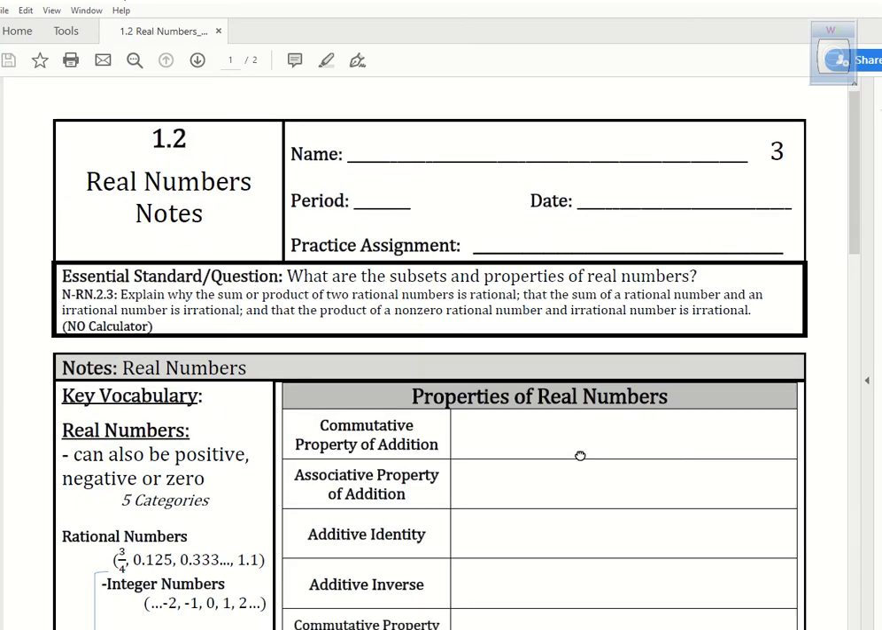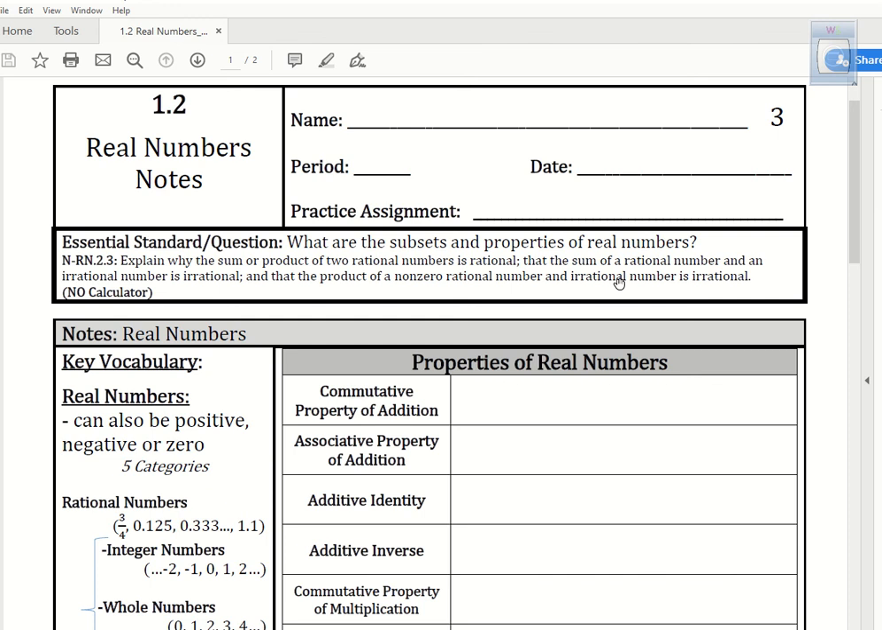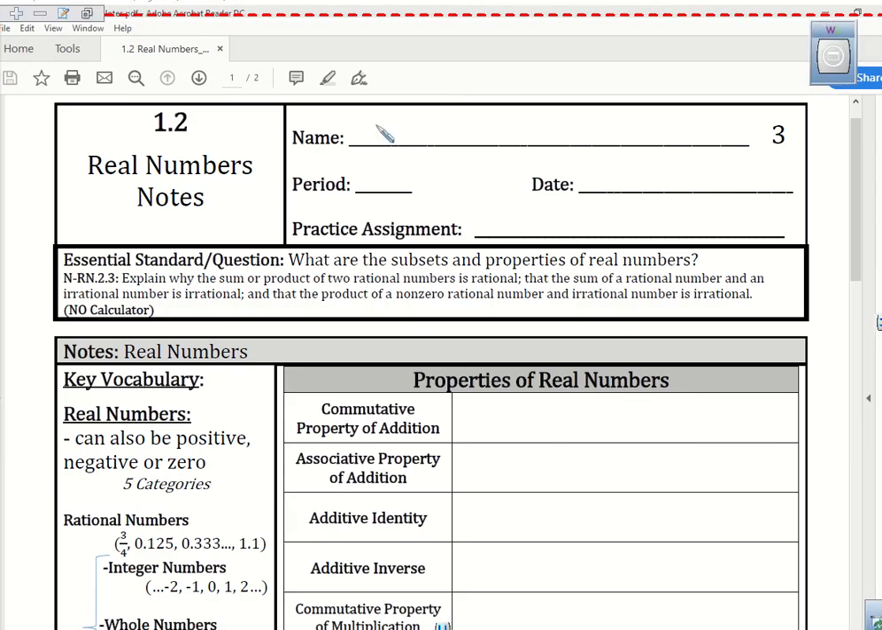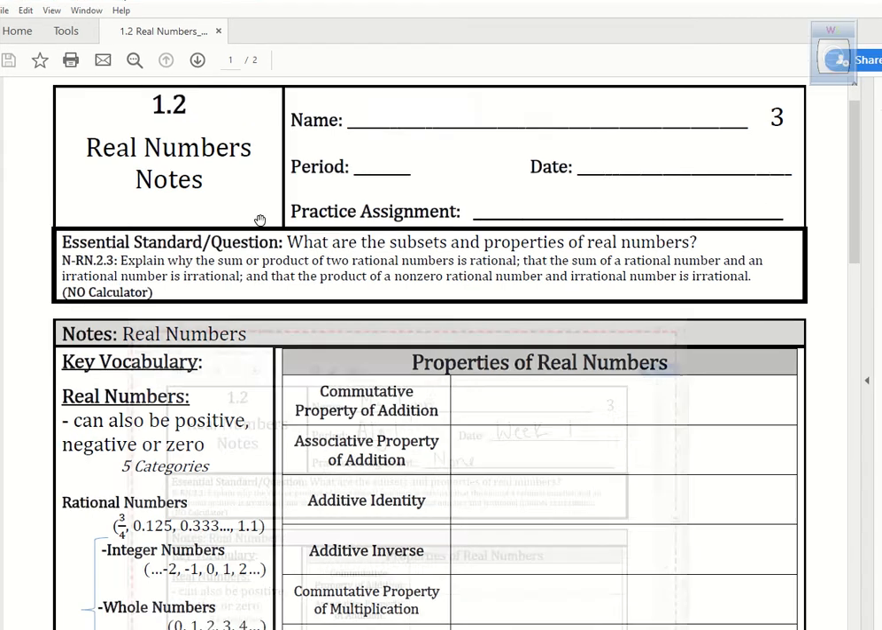Okay, so here are the notes. Start by just putting your name on them. My name is Miss Lynn. Whatever period that you have me, the date, this is happening in week 1 of school, and then your practice assignment. There is not a practice assignment for 1.1 real numbers notes. Okay. Here is your standard below, same standard as 1.1 real numbers notes.